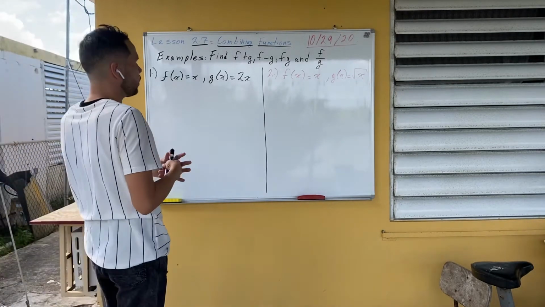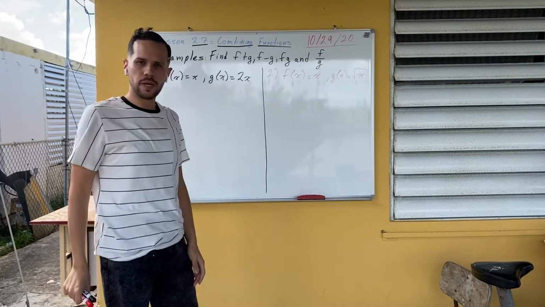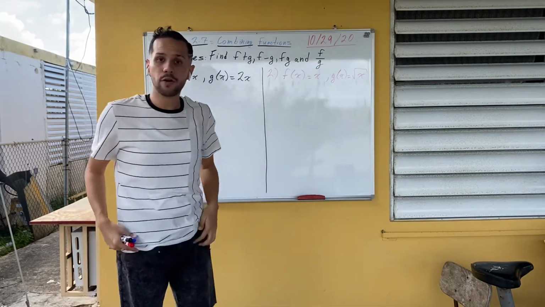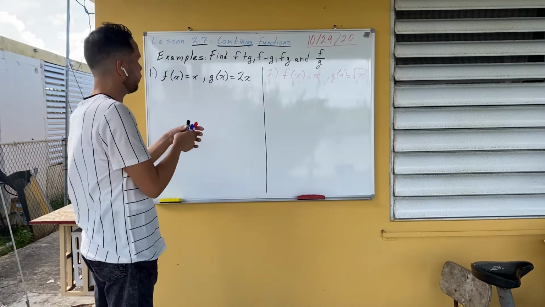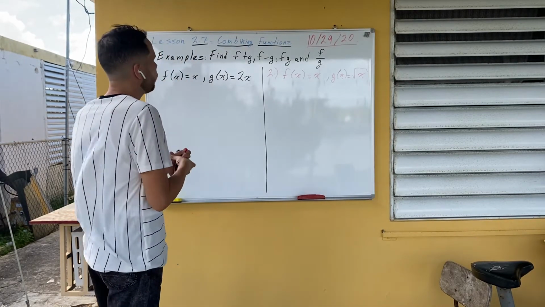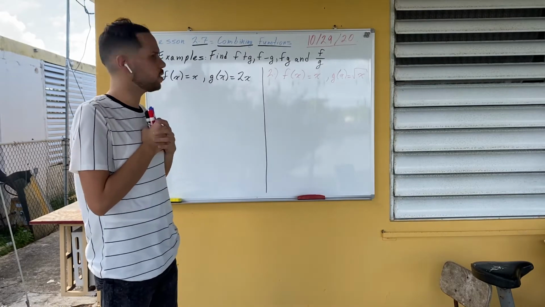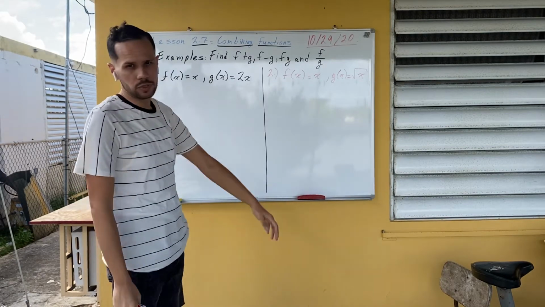So today we're going to continue talking about lesson 2.7 about combining functions. We started this on Tuesday and we're going to continue today. We're going to see how we combine functions. We've got two examples on the whiteboard.